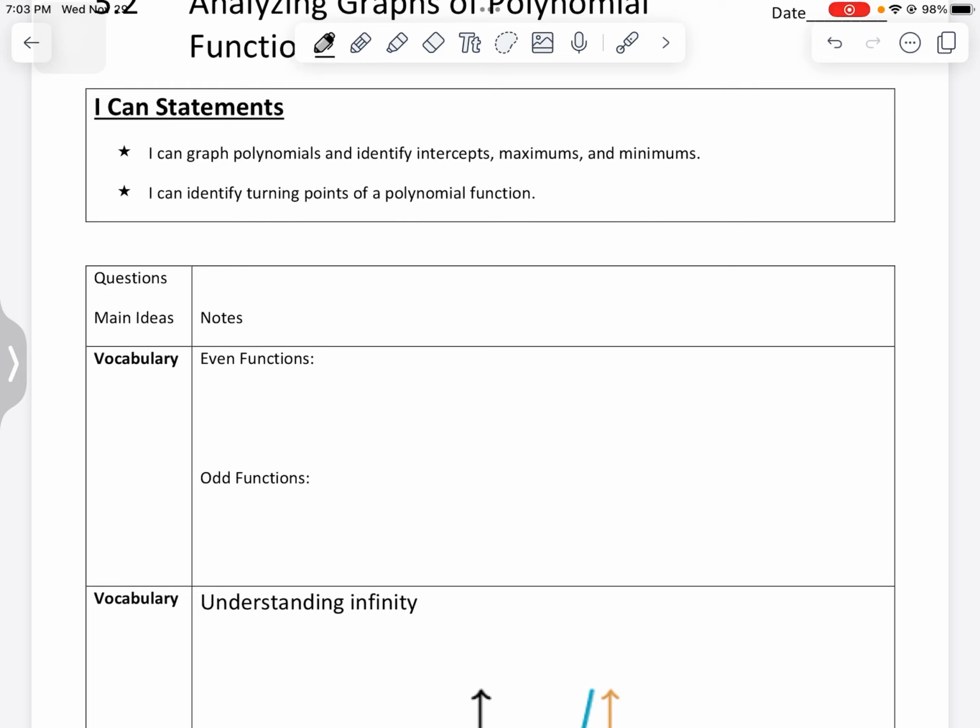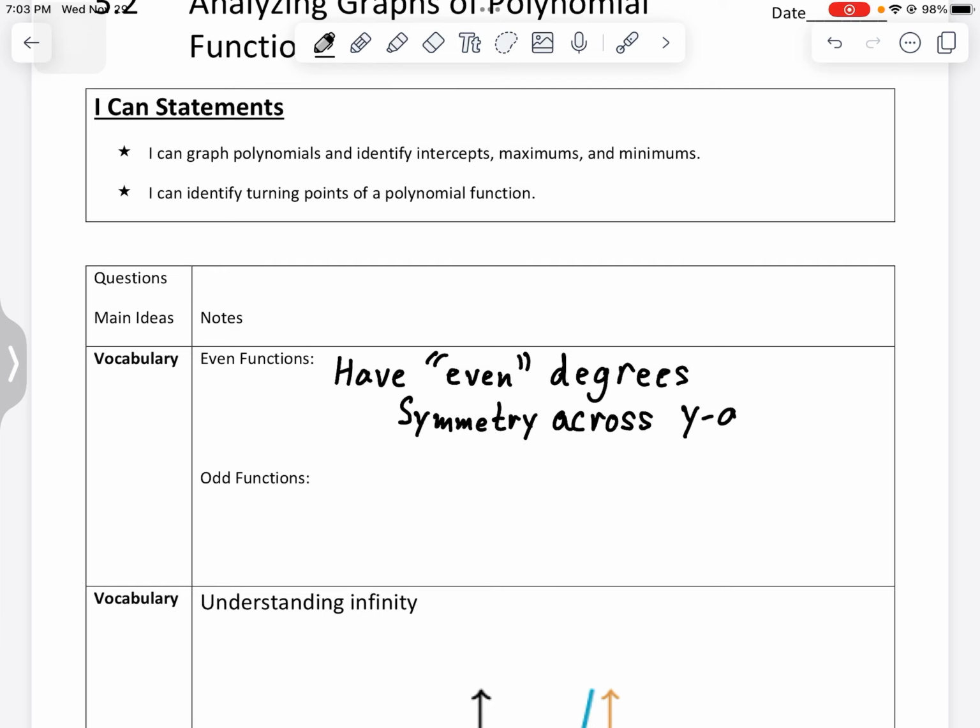So even functions, typically for us, have even degrees. So for example, 2, 4, 6, anything where the highest exponent is even, that's what we're going to consider an even function. And these have symmetry across the y-axis.